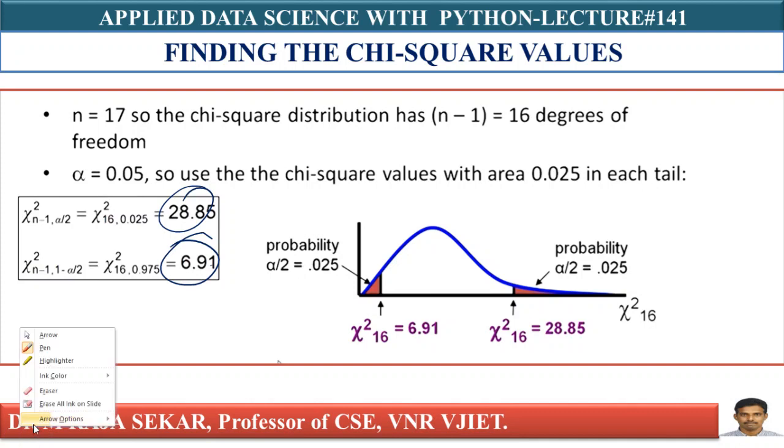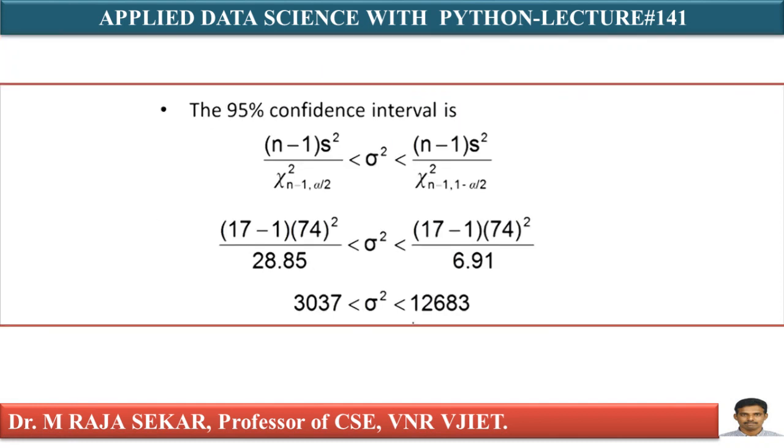But what I need is the confidence interval. Therefore, let me substitute these in the confidence interval formula. We already calculated these two quantities, so it's just a matter of substituting, nothing more than that. What is my n? 17 minus 1. S is 74, given in the question, so s square is 74 square. I am substituting my sample variance. If I substitute, I will get this one.